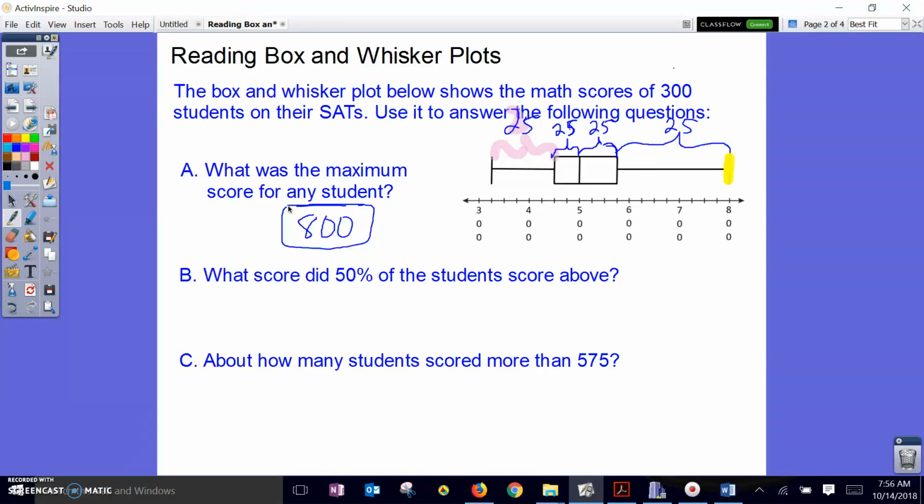Next, Part B asks us, what score did 50% of the students score above? So we're looking for the top 50% of the scores. So the top 25% of the scores are here. The next 25% are here. That's the top 50%, from the median and above. So we look at the median, and that's the score that 50% of the students scored above.